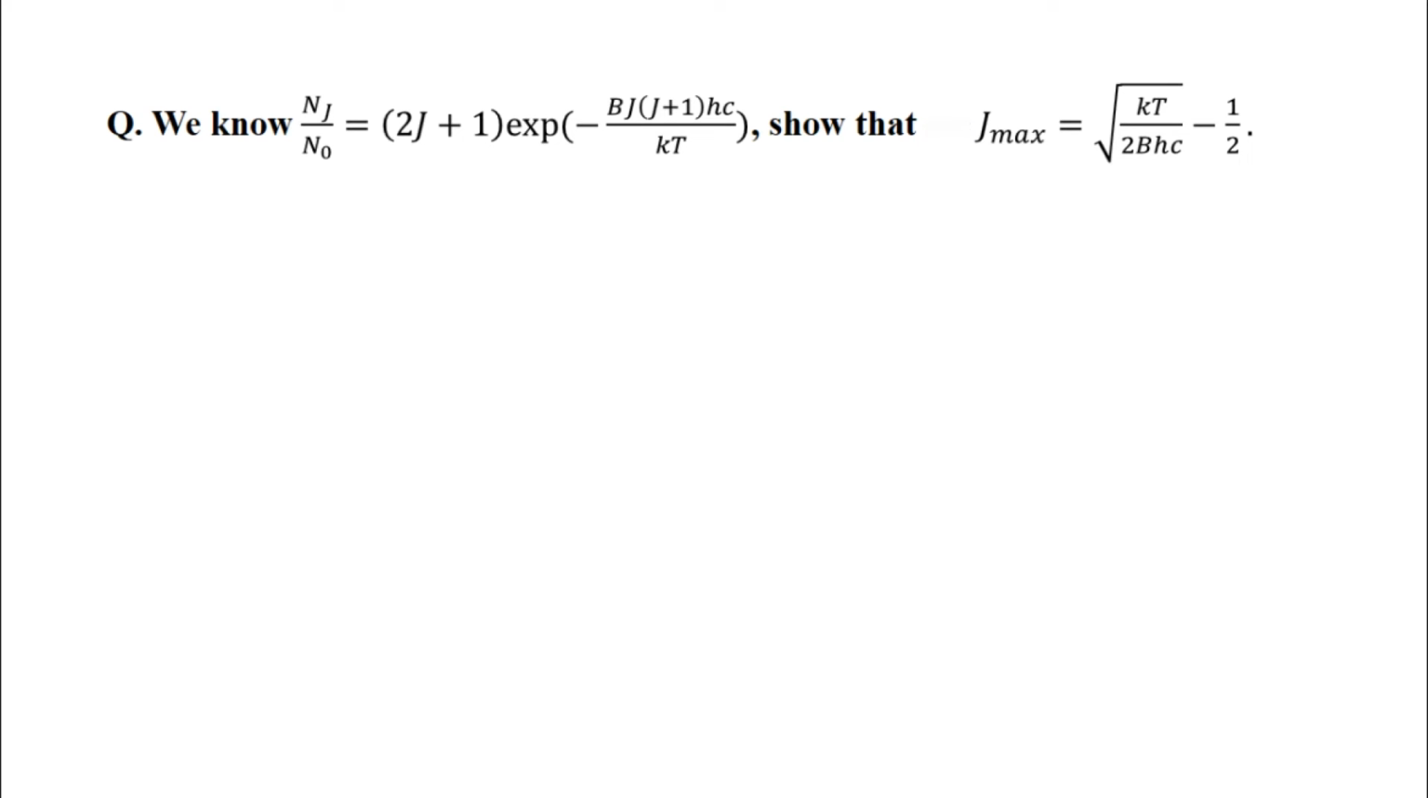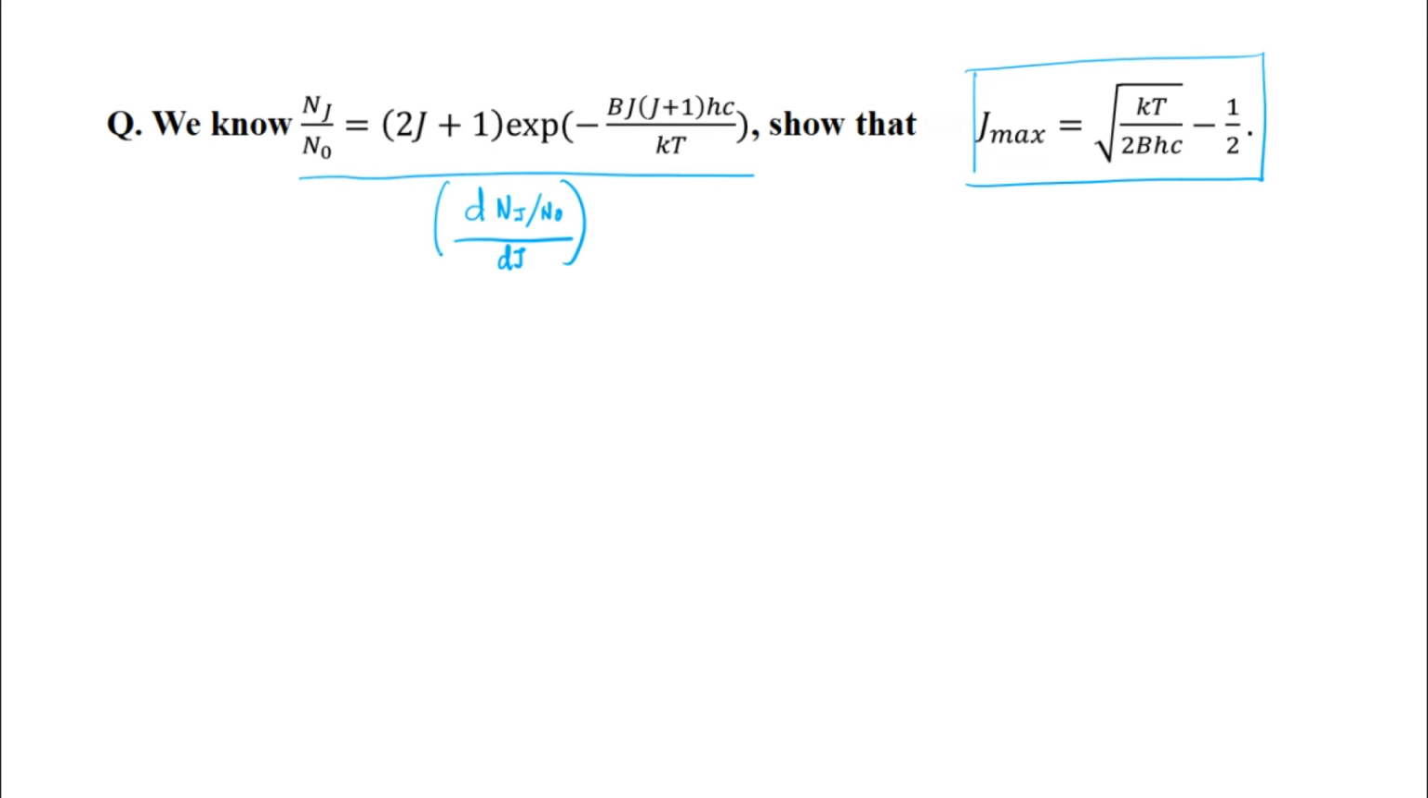The first problem we have actually discussed in part during the lecture, but we did not do the entire derivation. We know N_J by N_0 is given by (2J + 1) exponential of minus B J (J + 1) h c by k T. We have to get to the final expression that we discussed in the lecture. We know that d(N_J/N_0)/dJ at J max equals 0.